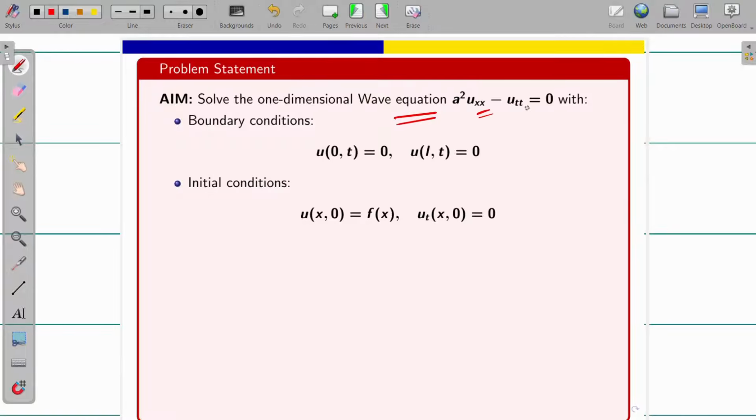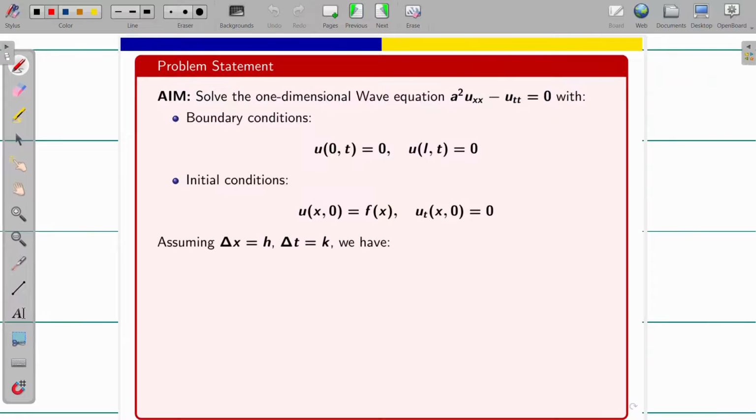Now this is also second order. This also second order. Totally four boundary conditions. Look at that. 1, 2, 3, 4 conditions. These two are boundary conditions, these two are initial conditions. So initial velocity ut, dou u by dou t, initial velocity is 0 here. Right.